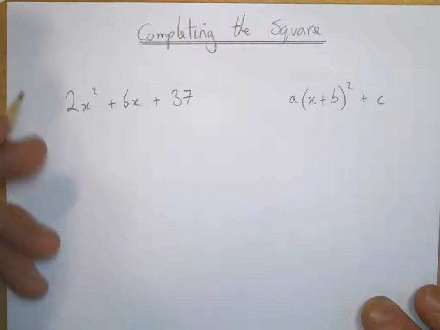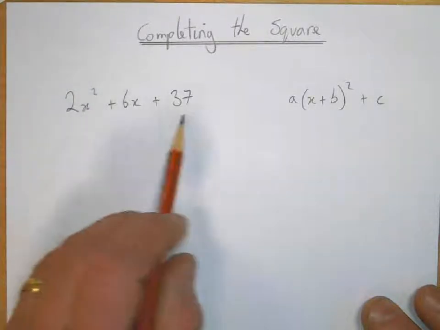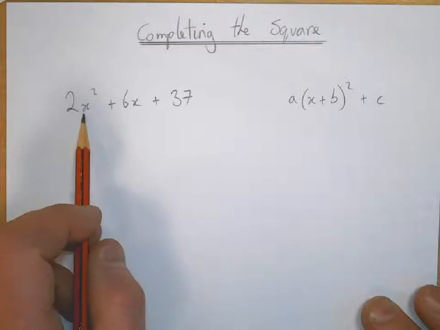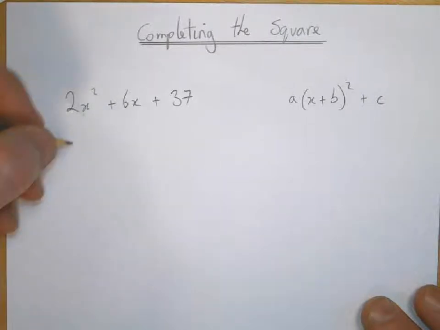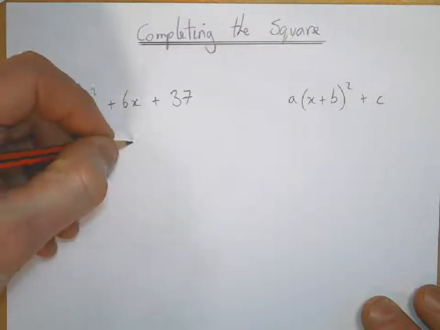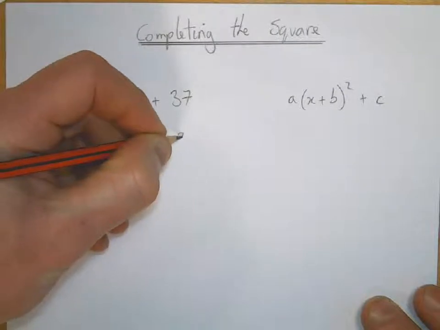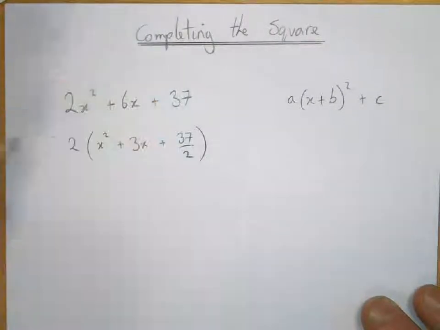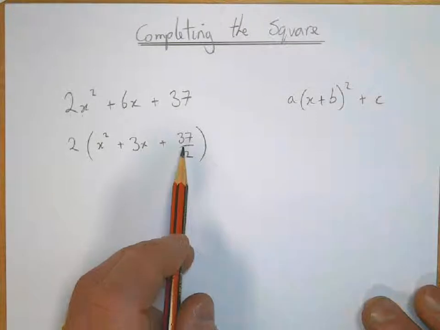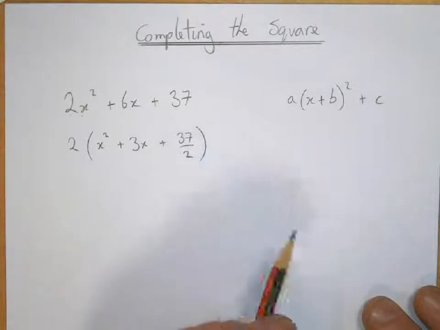So first of all, when you complete the square, you've got to look for a quadratic that has just got an x squared there, and we've got a 2 in front of that, so that means we must factorize the whole quadratic expression by 2. Okay, so you could write that if you wanted to as 37 divided by 2, which will give you 18.5, but I prefer to write it as a fraction.